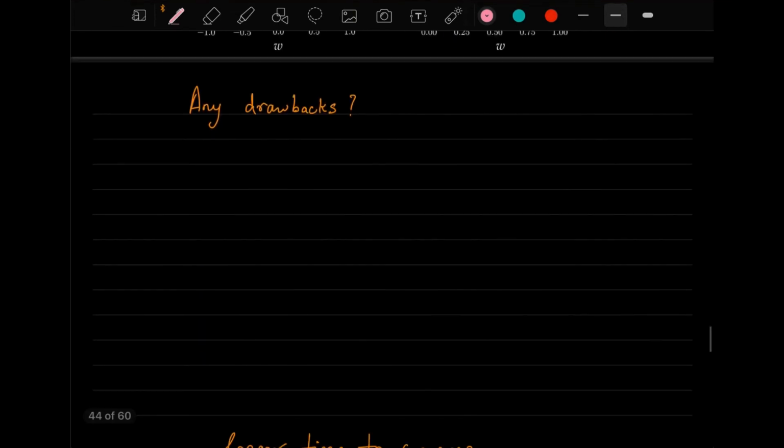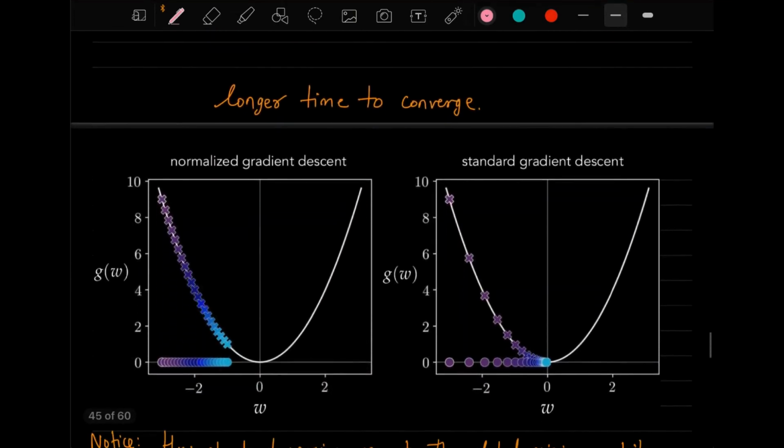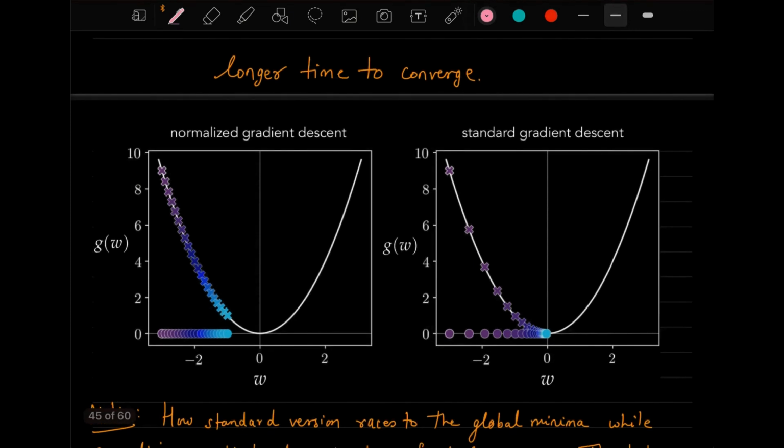But it also has some drawbacks. If you see here, we have this normalized gradient descent that we are showing you, and on the right side we have the standard gradient descent. You can see now that the standard gradient descent is converging faster compared to the normalized gradient descent.